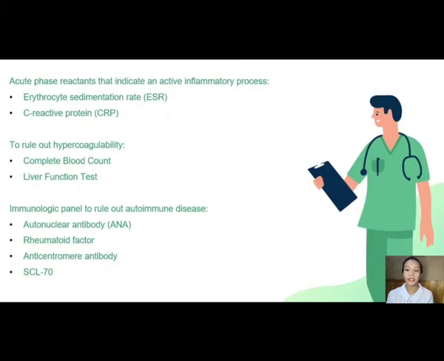When ruling out acute phase reactants that indicate an active inflammatory process, we have the ESR or erythrocyte sedimentation rate and the C-reactive protein or CRP. To rule out hypercoagulability, we have complete blood count and liver function test. And lastly, for the immunologic panel to rule out autoimmune diseases, we have antinuclear antibody or ANA, rheumatoid factor, anti-centromere antibody, and SCL70.